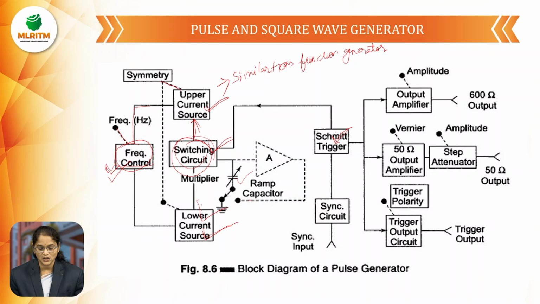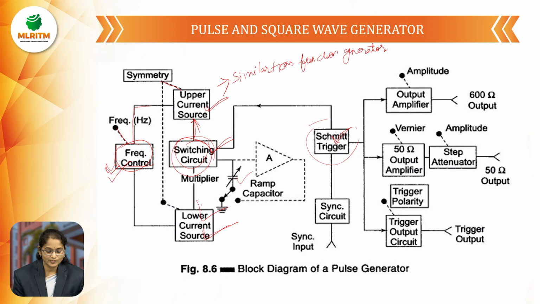With the help of the upper constant current source, the lower constant current source, the switching circuit and the capacitor, we get the Schmitt trigger. We'll discuss the basic signal generating loop later. The Schmitt trigger converts any type of signal, whether sine, square, triangular or otherwise, into a square signal. With the help of this Schmitt trigger, any type of input signal can be converted into the square signal.